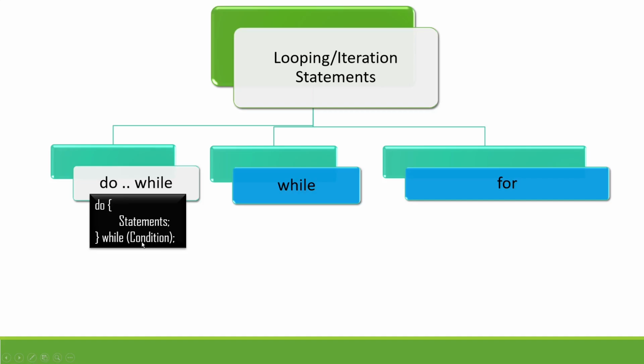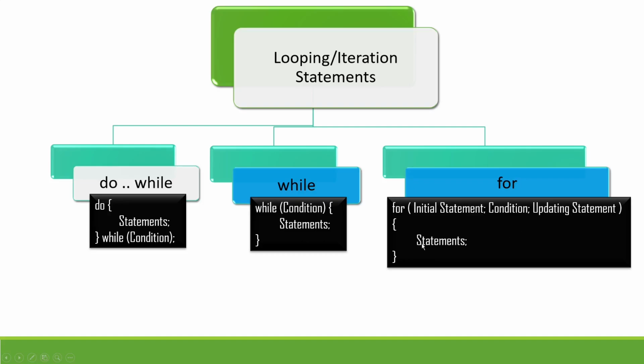If the condition is true, then it will go back to the do block and the statement will be executed again. This will repeat until the condition is false. Then in while statement, if the condition is false, the statement will not execute. If the condition is true, of course the statement will execute. Then again it will check the condition again.